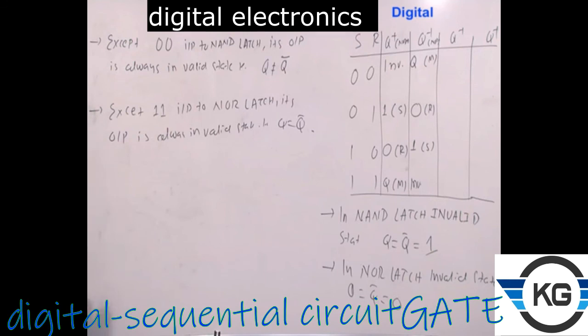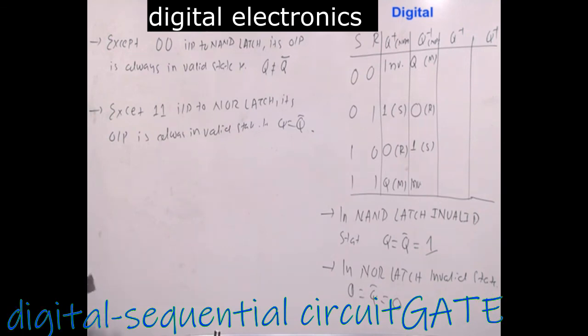So please remember this statement. Except 0, 0 input to a NAND latch, its output is always in a valid state. That is, Q is not equal to Q bar. Except 1, 1 (for a NOR latch), this is always in the valid state, Q not equal to Q bar.